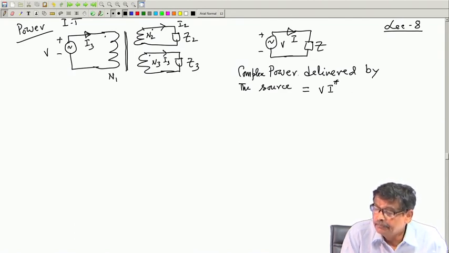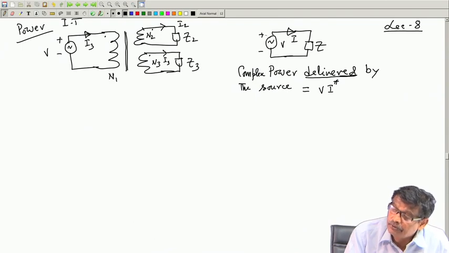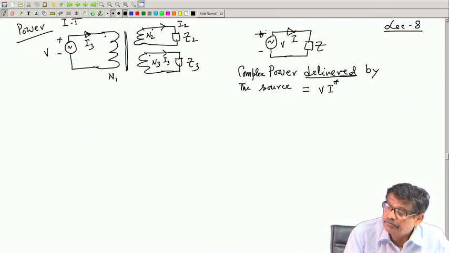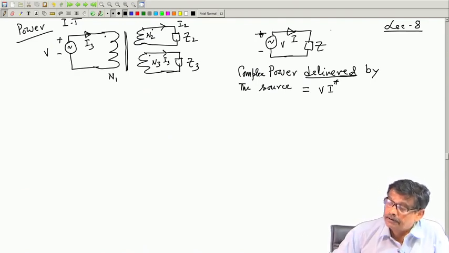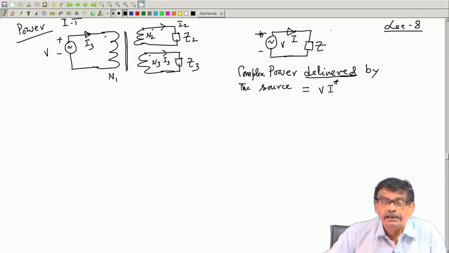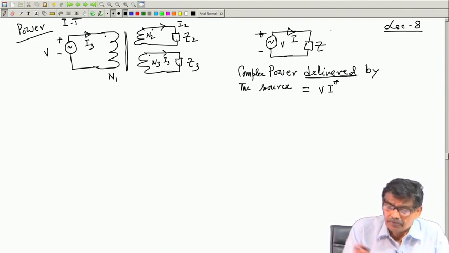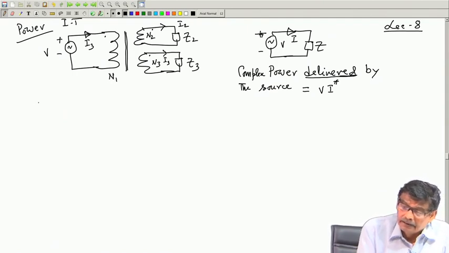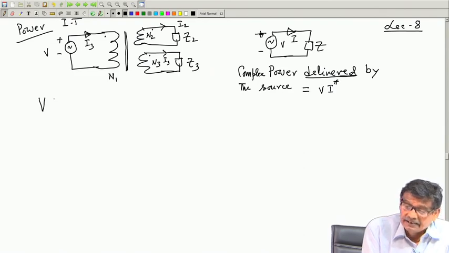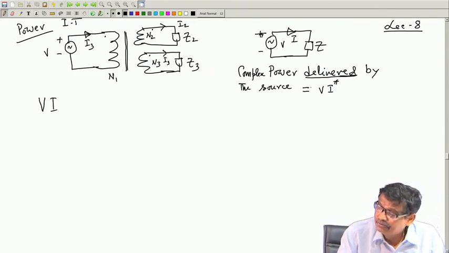In language I have written complex power delivered. Delivered is the key word, because here is a source, through the positive terminal of the voltage current is leaving. So, like a battery, it is really delivering power. Take voltage phasor and current phasor, multiply V with I star. You must be knowing, but still I am telling quickly, it is not just V I, and this is usually denoted by the letter S.